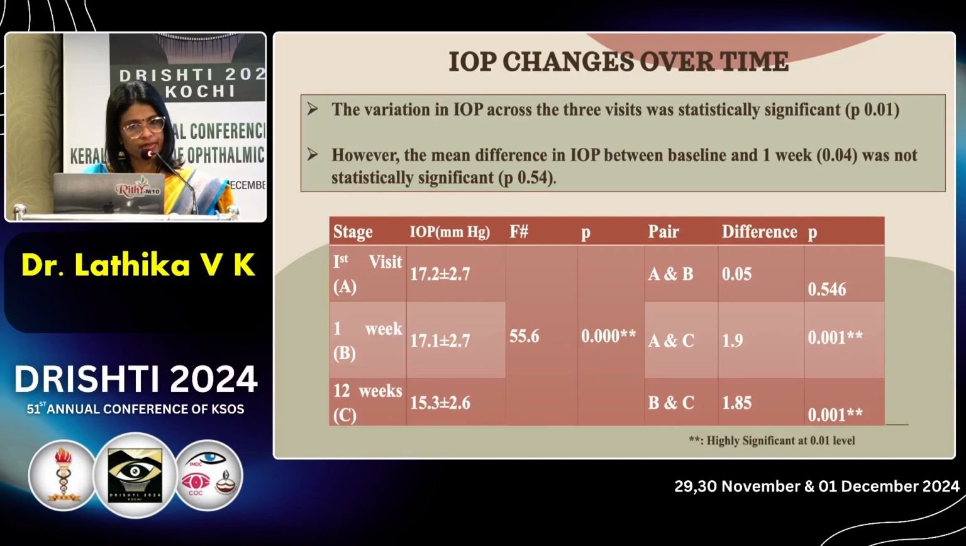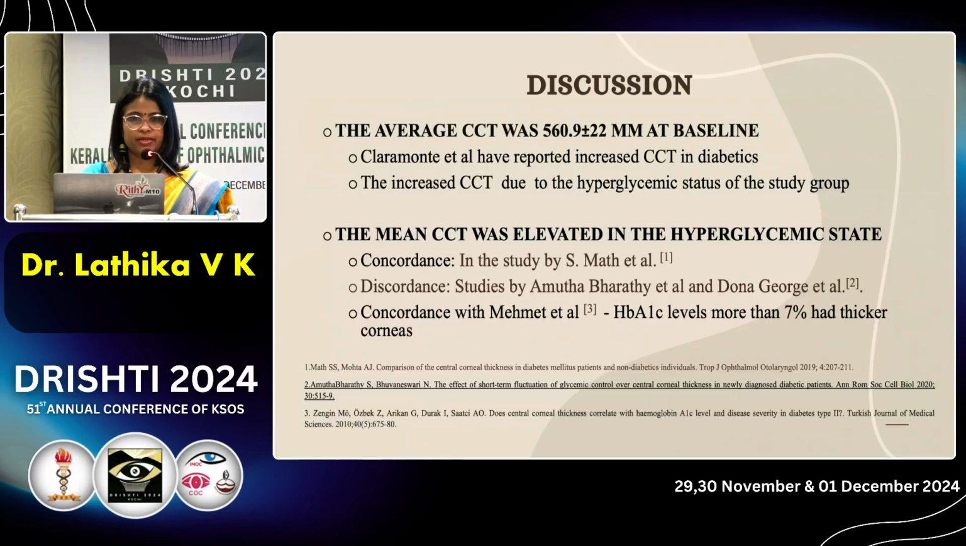The same happened with IOP also. So the IOP trend was parallel to the CCT trend. The IOP did show a decrease after 3 months, but not after 1 week. It did not parallel the sharp drop in glycemic status.